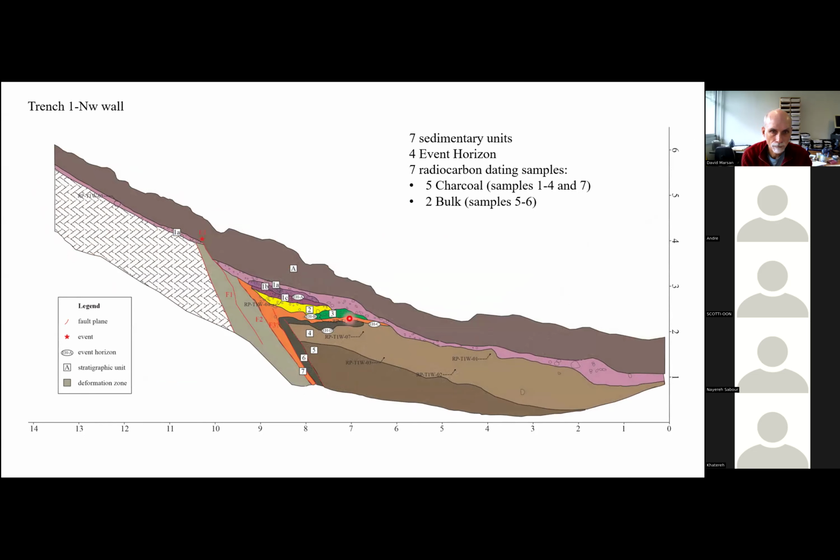I just try to correlate the layers because, as I said, the trenches are very close to each other, so we should find the same units in the different trenches. Based on color, they are similar to each other and correlated to each other. And again here, I considered 7 sedimentary units and 4 event horizons.